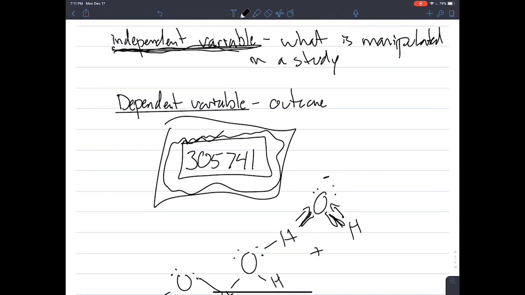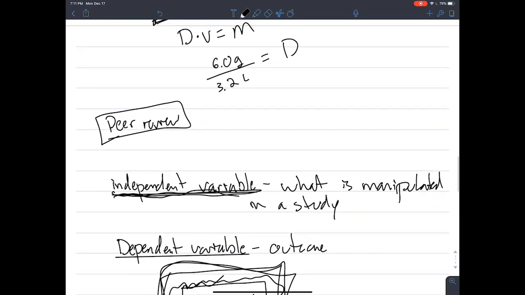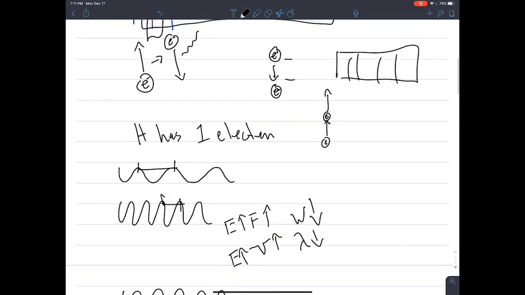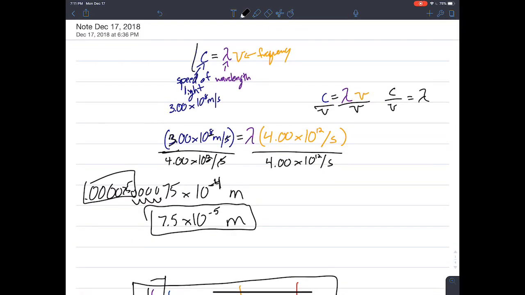Look at the quizzes to review bonding forces. Look at your notebooks. You have everything you need in your notebooks. Density equation: this might be something that you need to review, and make sure you know this equation. Make sure you know what the speed of light is, 3.00 times 10 to the 8th meters per second, and how to solve for something there.